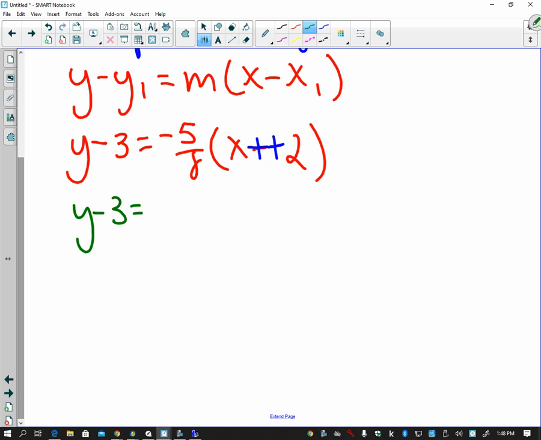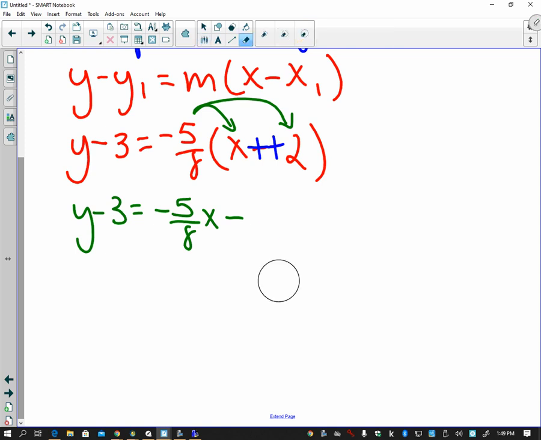Okay, -5/8 times x. What's that come out to? -5/8 x. Very good. And -5/8 times 2. What's -5 times 2? Yep, -10. So we would get -10/8. That'll probably reduce though, right? That would be -5/4. Okay, so I'm going to go ahead and write that as negative 5/4. What's next? Add 3.